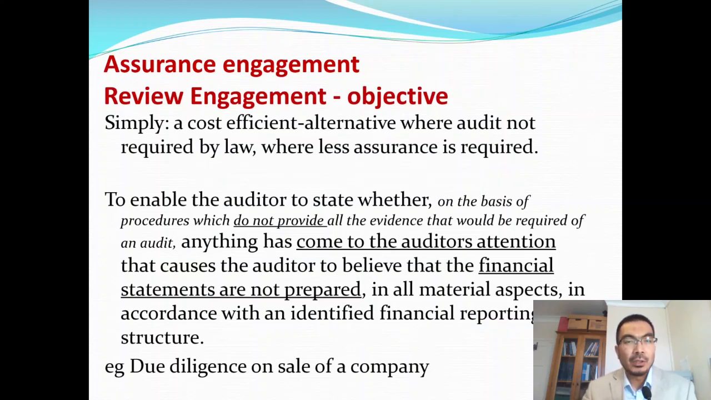The review engagement objective, as I mentioned in the previous slide, is a cost-effective alternative where the audit is not required by law, where less assurance is required by the people who want a review engagement. It enables the auditor to state whether, on the basis of procedures which do not provide all the evidence that would be required in an audit, anything has come to the auditor's attention that causes the auditor to believe that the financial statements are not prepared, in all material aspects, in accordance with the identified financial reporting framework. This is the statement they will put into the review engagement.